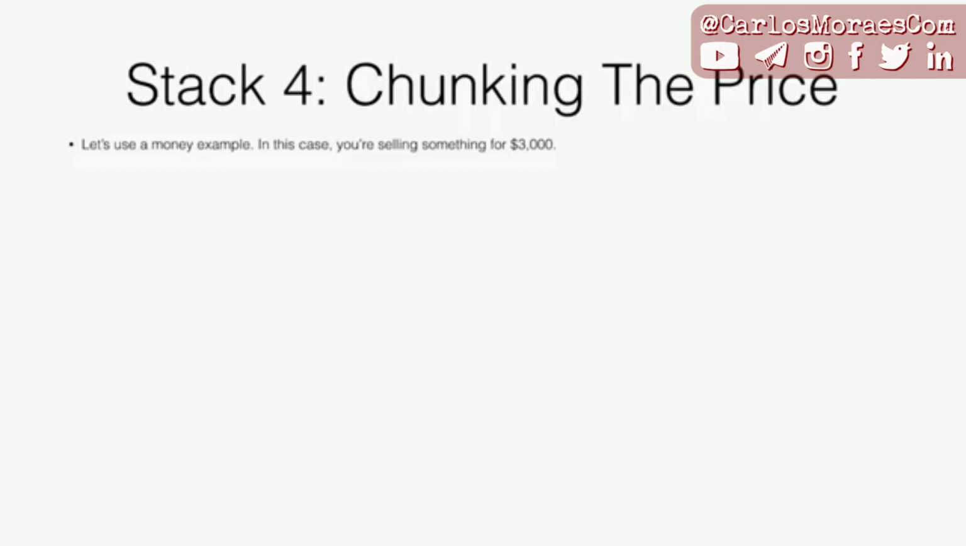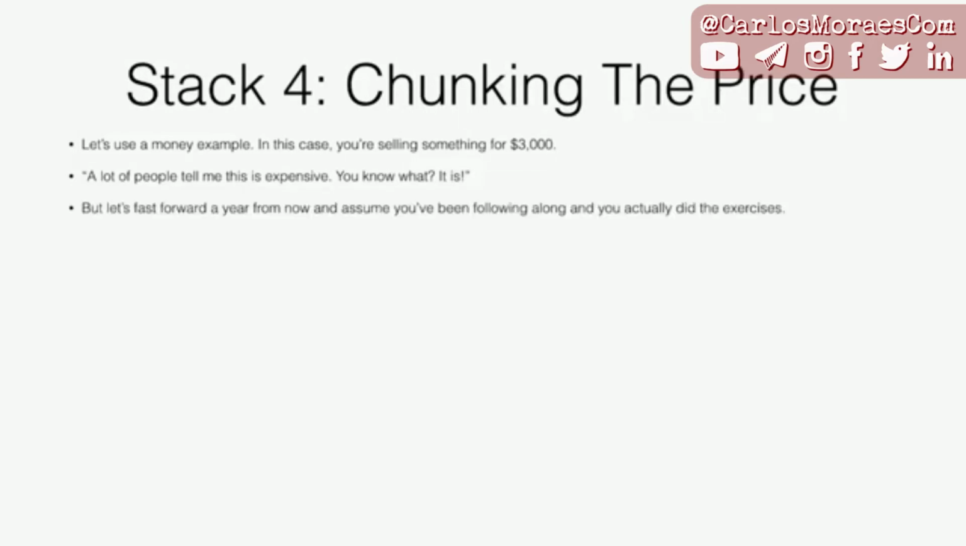Everybody would. So for this particular example, let's say you're selling something for $3,000. The first thing you need to do is acknowledge that objection. You might say, by the way, a lot of people tell me this is expensive. And you know what, it really is expensive, right? Now you notice I did that. I said, hey, it's not prohibitively expensive, but it's expensive enough to keep the knuckleheads away.